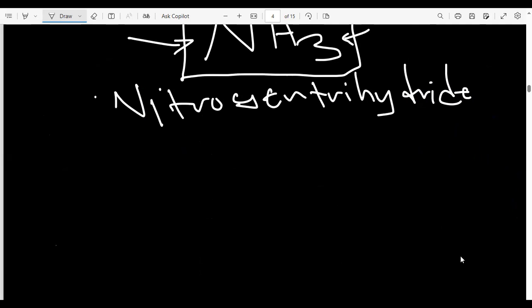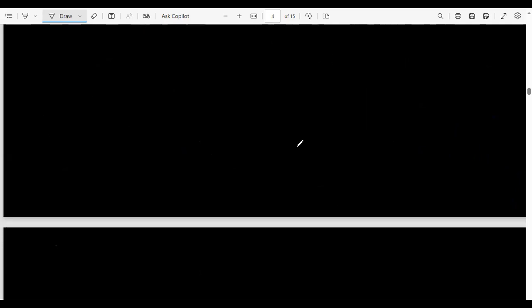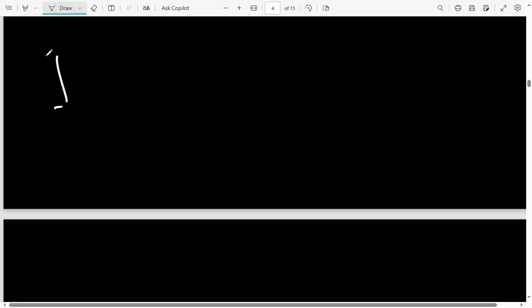All right, so now let me give you a task, guys. You should name the following compounds. Then you share the answers in the group. Okay, so they are very easy. The first one is IF7. Okay, so you give the name of this compound.